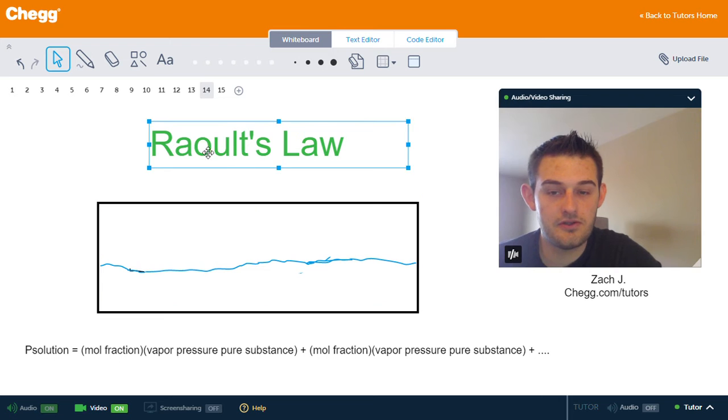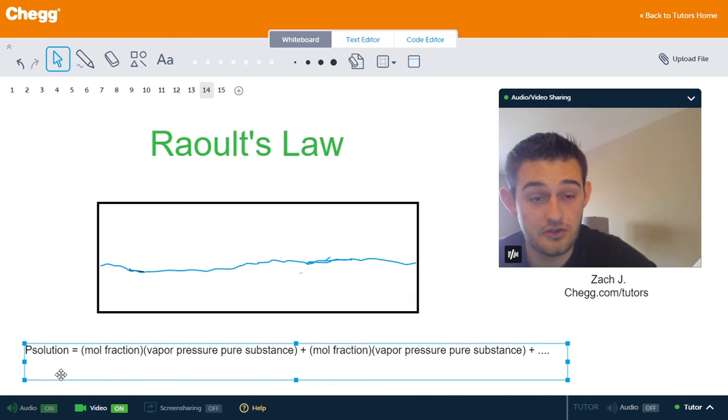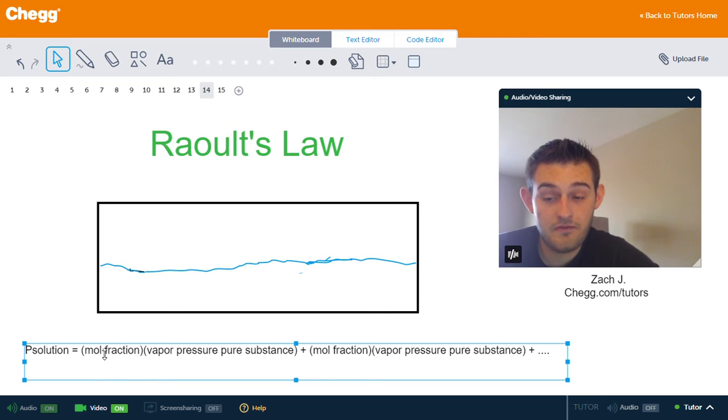Today we're going to be talking about Raoult's Law, or the law of partial pressures. Basically, what Raoult's Law says is that the total vapor pressure of a solution will be equal to the mole fraction of each solute that is volatile in the solution times the vapor pressure of its pure substance.